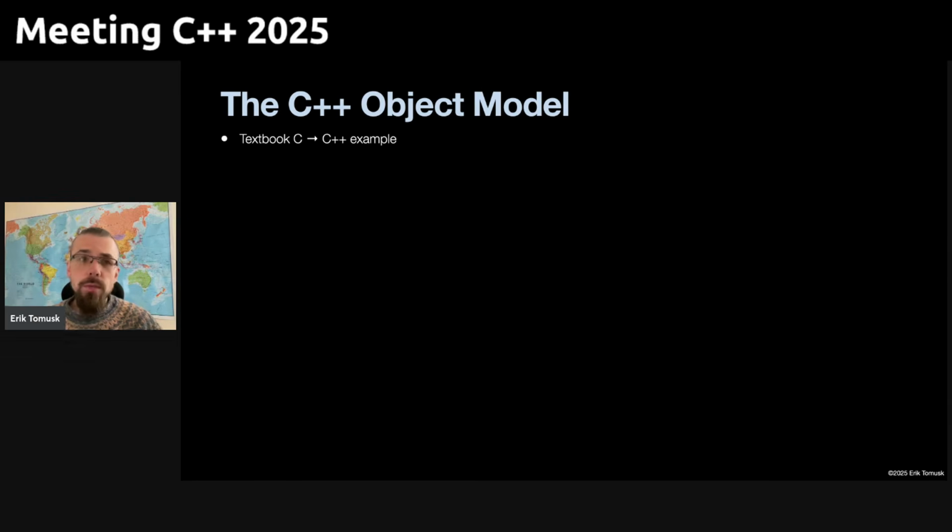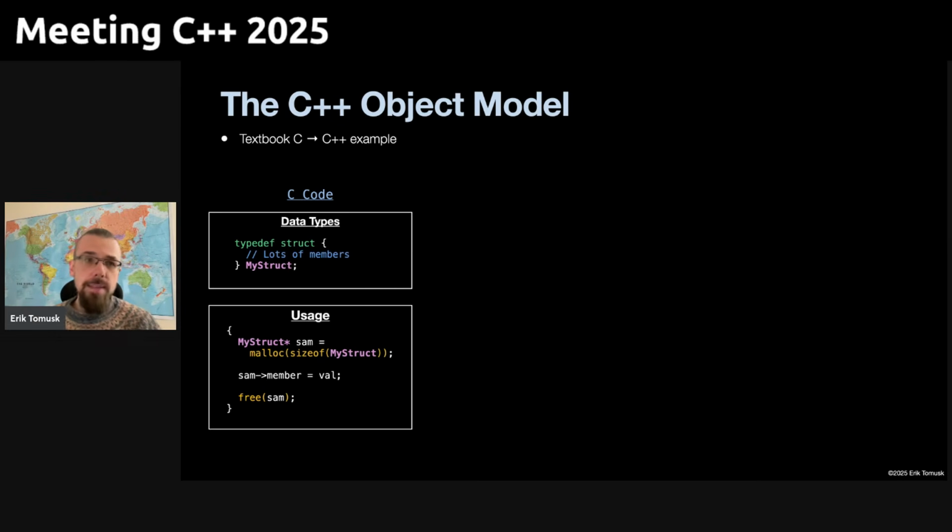To do this, I've put together a textbook conversion of C code into C++ code. I've got the C code here. I declare a data struct, and then in the usage below, I'm allocating memory for this data struct. I assign that to a variable, then I set a data member, and when I'm done with the struct, I free the memory.